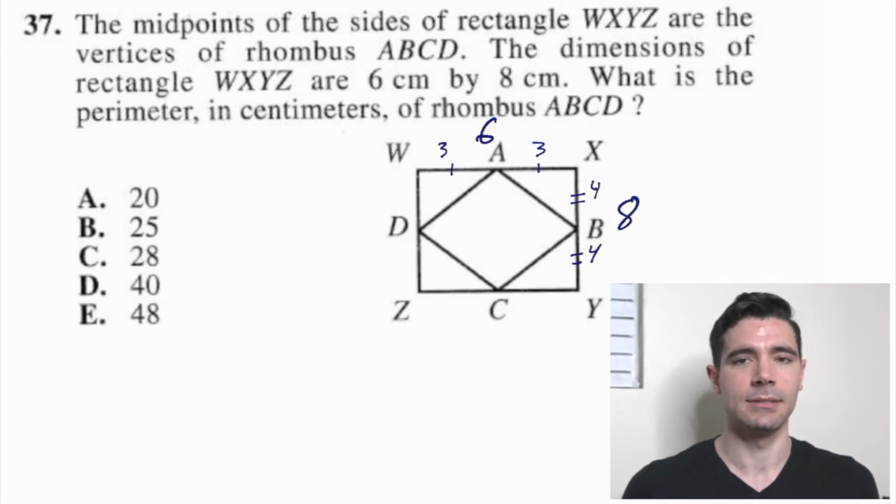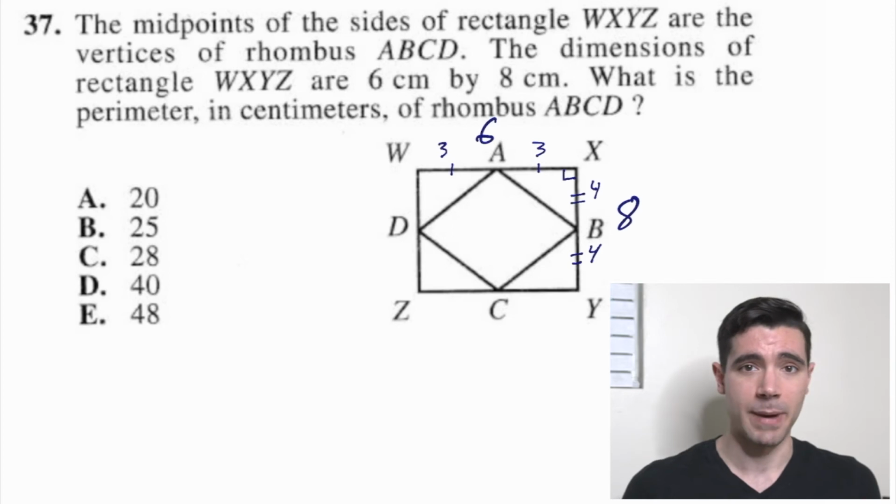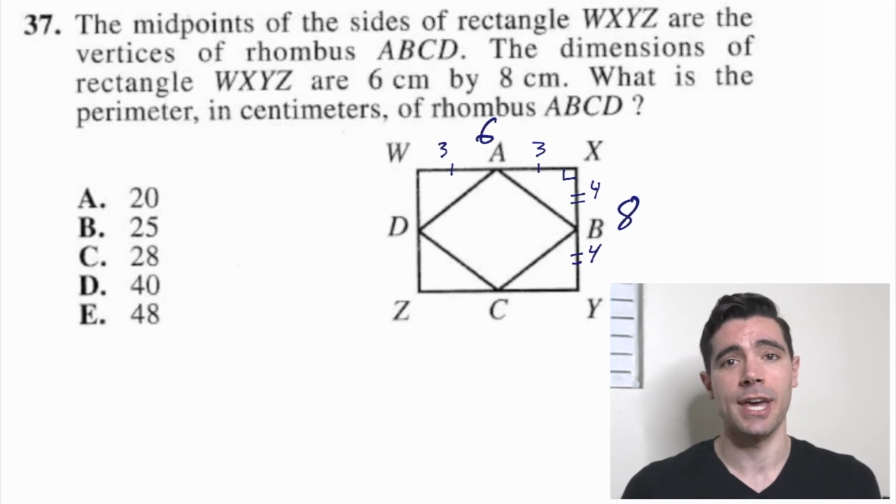Oh, wait a second. If I look at this corner of AXB, I have a triangle where one leg is 3 and the other leg is 4. And it's part of a rectangle, so it's a right triangle with legs 3 and 4. If I reach back into the memory bank and recall the Pythagorean triple 3, 4, 5, that means I can know that AB is 5.